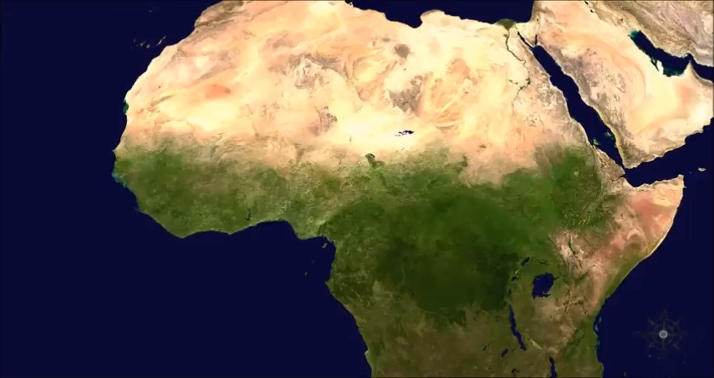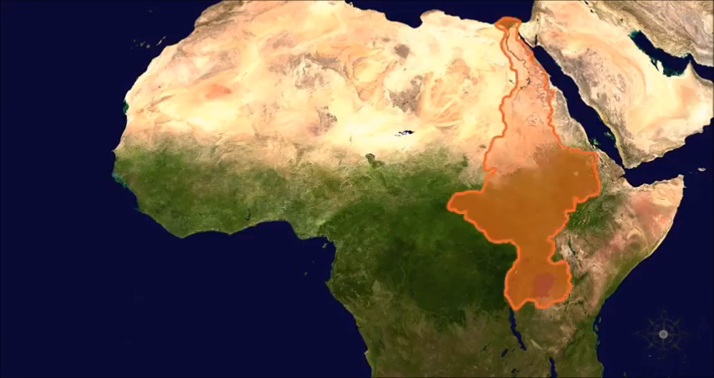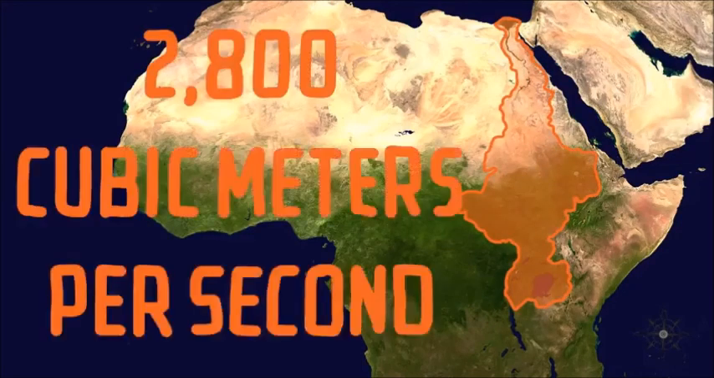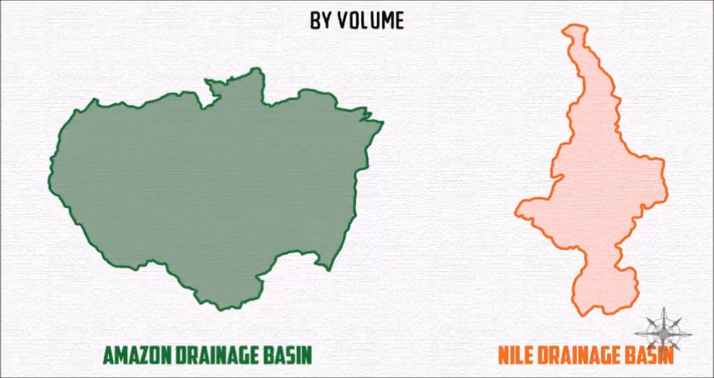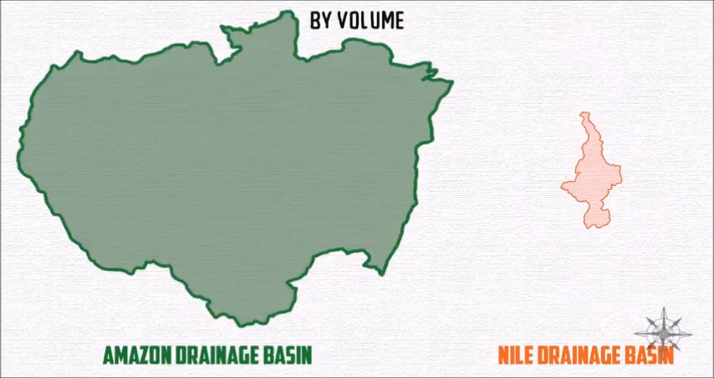However, despite its size and notable agricultural importance, and the 3rd largest drainage basin in the world, the Nile's discharge is only around 2,800 cubic meters. Compared to the Amazon, that's only 1/75th the volume. In other words, that's way less.